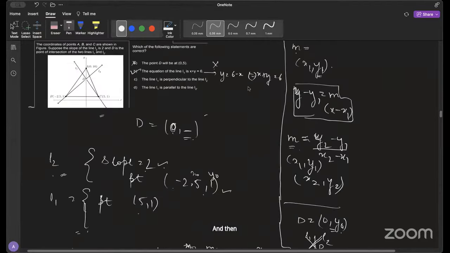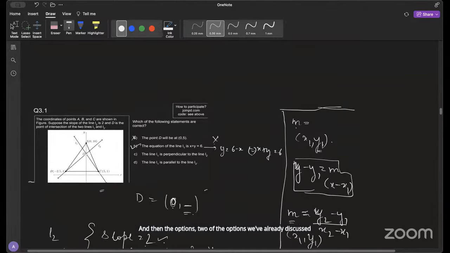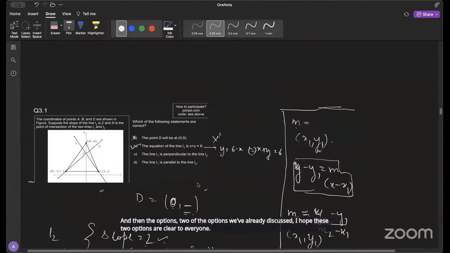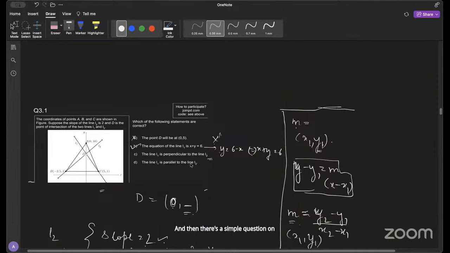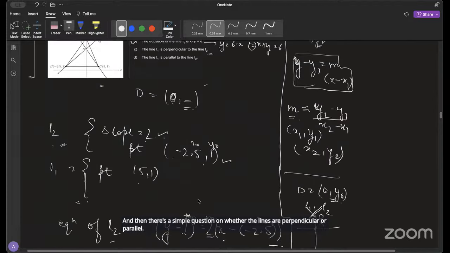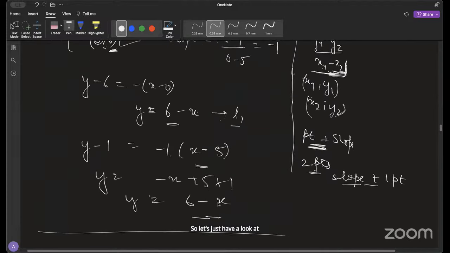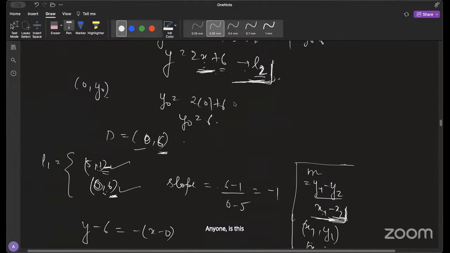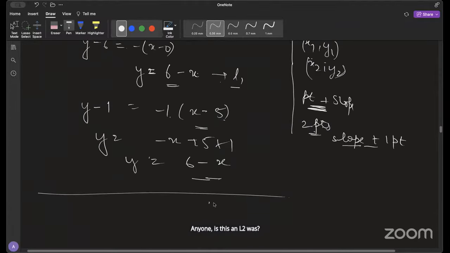And then the options, two of the options we've already discussed. I hope these two options are clear to everyone. And then there's a simple question on whether the lines are perpendicular or parallel. So let's just have a look at L1 and L2. L1 is this and L2 was, so your y is equal to 2x plus 6. This is your L2. And y equals minus x plus 6.